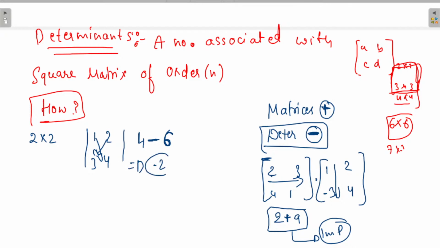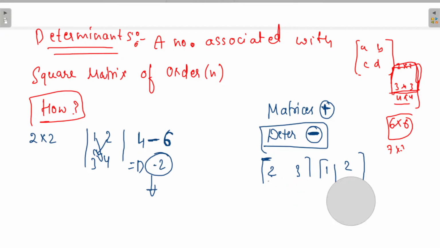This becomes minus 2. So what is this minus 2? It is a number. It is just a number which is associated with a square matrix. This is a square matrix. Okay, is this clear to everyone?